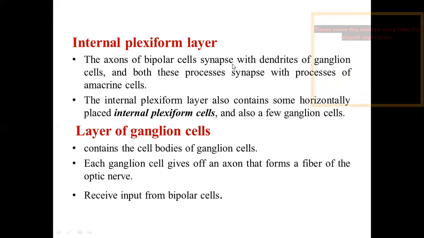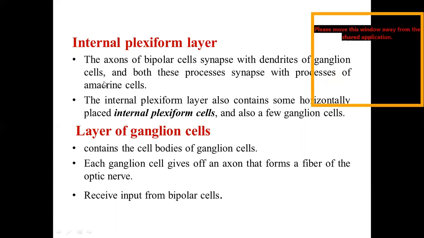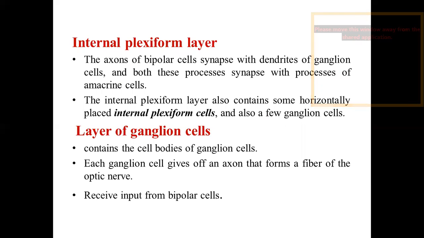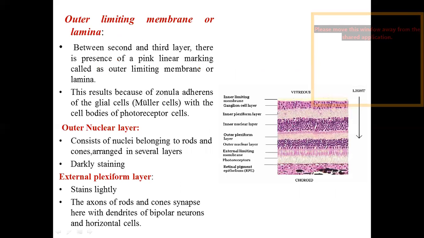Then we have internal plexiform layer. As I told, the axons of bipolar synapse with dendrites of ganglion cells. So you have to just remember which cells or which processes are synapsing here. And both these processes synapse with processes of amacrine cells. So it contains horizontally placed internal plexiform cells and few ganglion cells. Beneath that is the layer of ganglion cells, which have cell bodies. So you can see it is darkly stained, having the cell bodies of ganglion cells. All these are cells of retina.